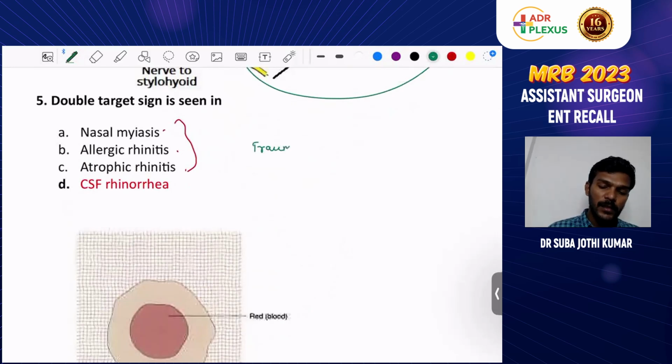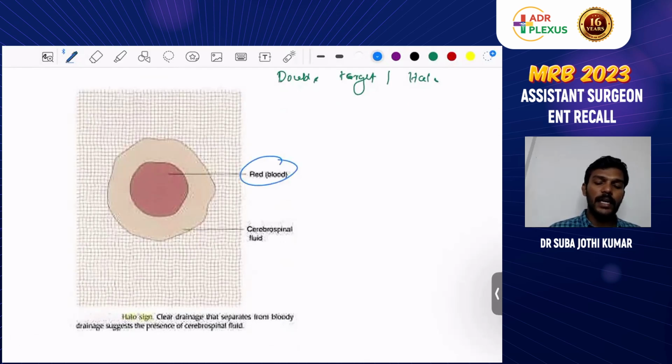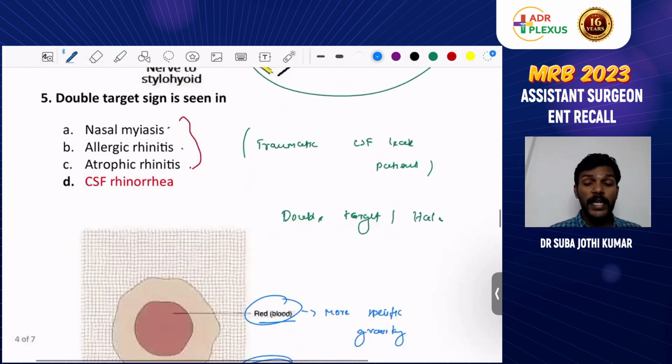So a traumatic CSF leak patient will be having a double halo sign. Double target sign or halo sign. See here, at the center there will be red colored blood, and at the periphery there will be CSF. Okay. So due to the higher specific gravity, the blood settles in the middle and the CSF settles at the periphery. This is called the halo sign or double target sign, seen in traumatic CSF leak, not spontaneous CSF leak. It is traumatic CSF leak. Okay. So that completes the 5 questions which were asked at the morning session.